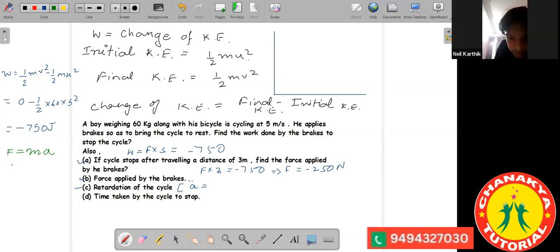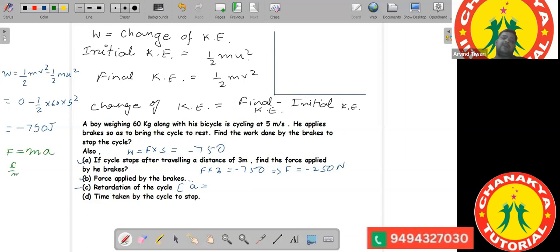Yes, sir. Okay. So it is force by mass, which we get as acceleration. Force is minus 250, so minus 250 divided by mass, which is 60. So therefore we get acceleration as minus 25 by 6. Okay. So acceleration is minus 25 by 6.